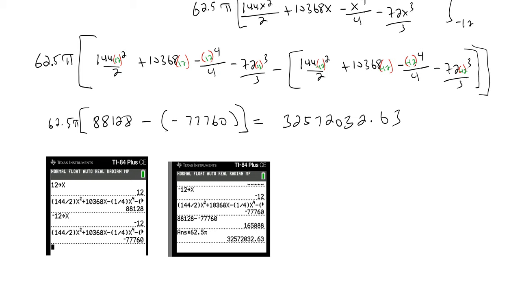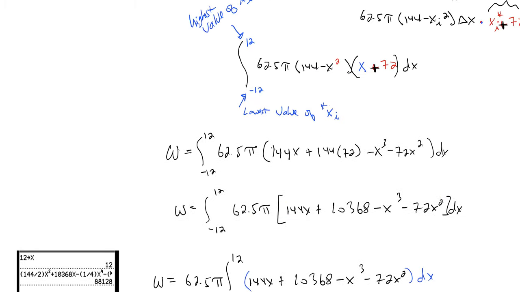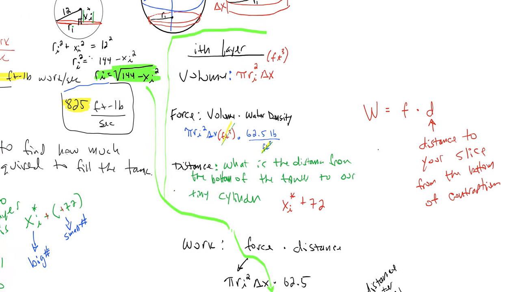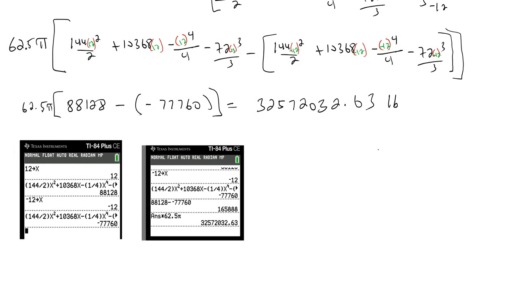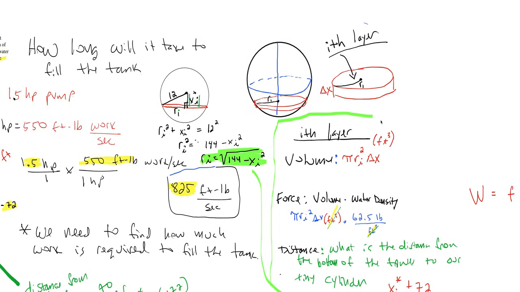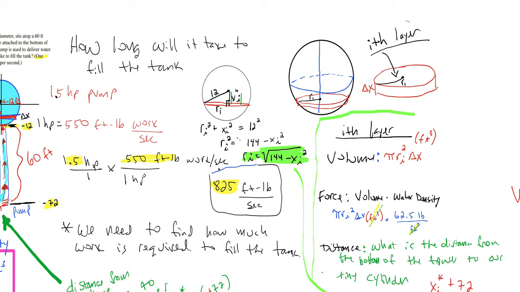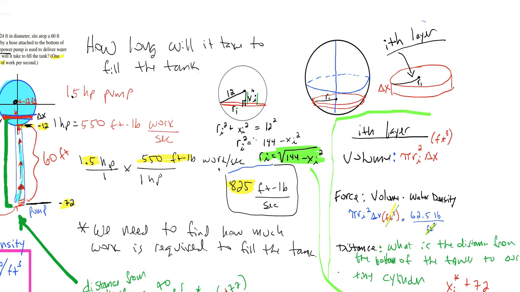Okay. Great. Well, that number is our work number. And that work number is in foot-pounds or whatever that unit is. Right, so that's foot-pound. Okay. But wait. We know from earlier that our pump can do 825 foot-pounds per second.